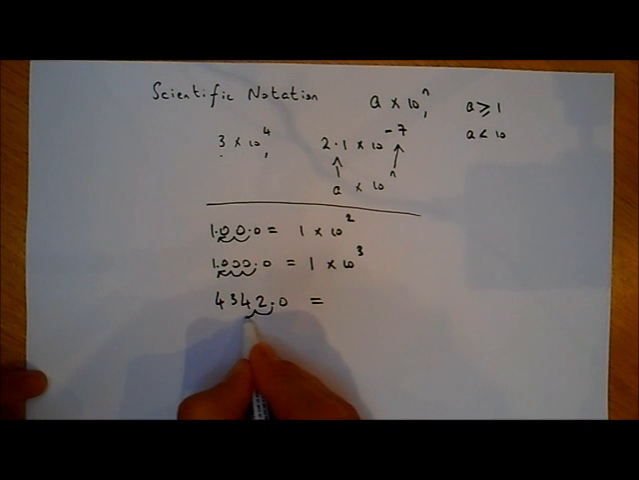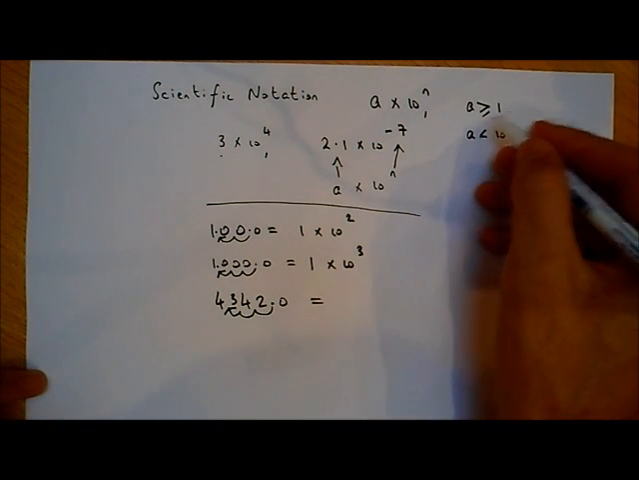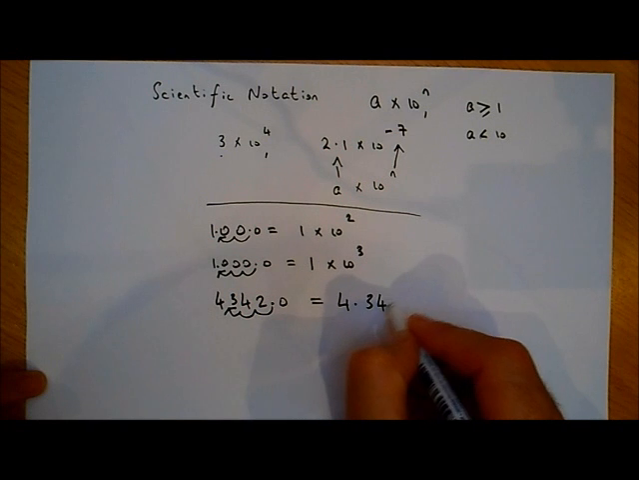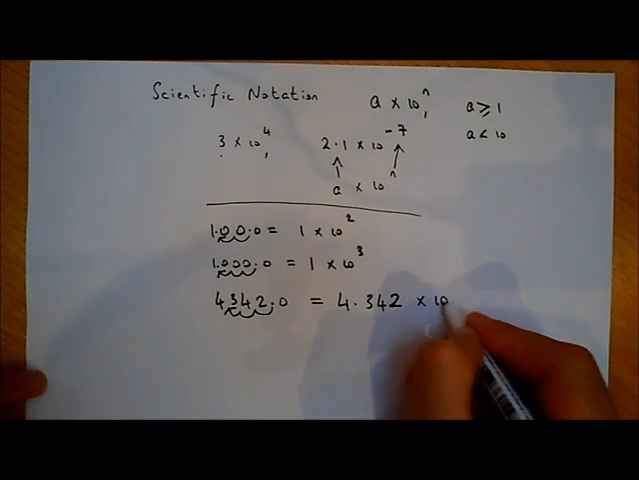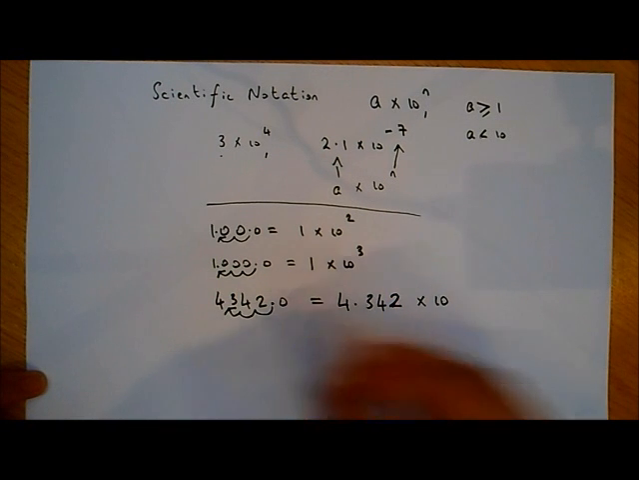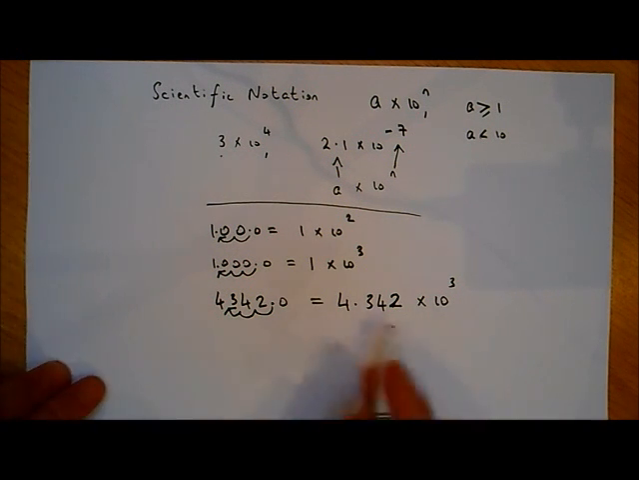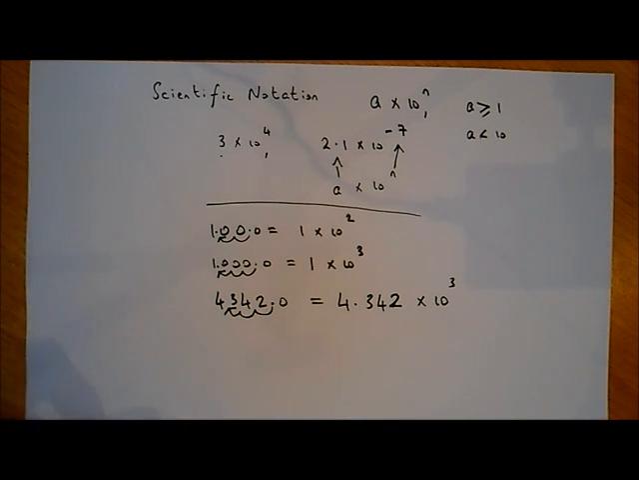So we'll move it back once, twice, and if we put the decimal point here, we get 4.342. So the a part is bigger than or equal to 1 but less than 10. So now we have 4.342 multiplied by 10 to the power of, and because I moved it back 3 times, it's 10 to the power of 3. So why are those two numbers the same? Why is 4342 the same as 4.342 by 10 to the power of 3?